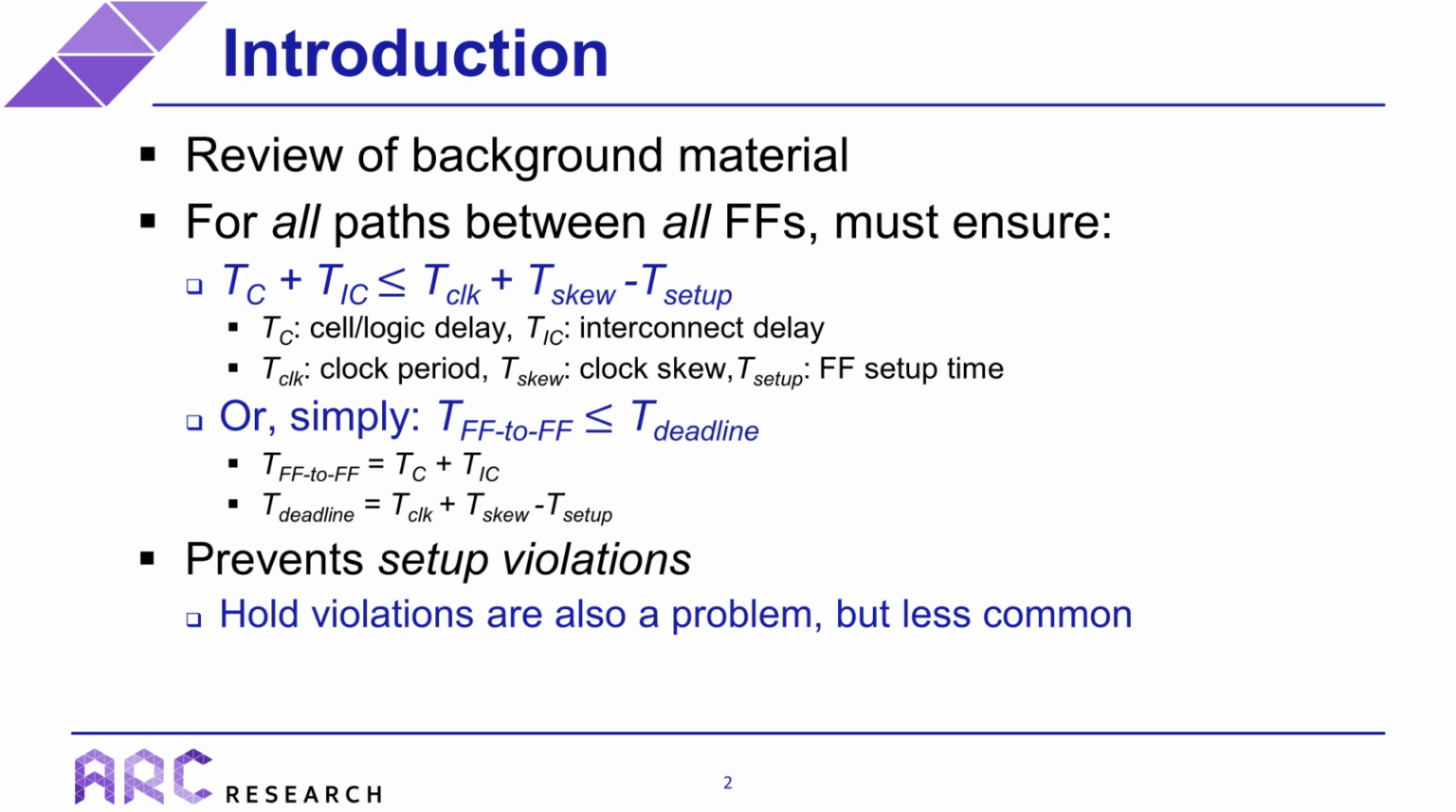So timing optimization is the process of ensuring that for all paths between all flip-flops in a design, the summation of the cell delays and interconnect delays for each path is less than the clock period plus the clock skew minus the flip-flop setup time. Or if that is too confusing, just think of it as ensuring that the delay between flip-flops is less than the required deadline. Now, it's important to ensure that this condition is met along all paths in the design to avoid setup violations that would cause incorrect functionality. Hold violations are also a problem, but are less common, so they won't be the focus of this talk.